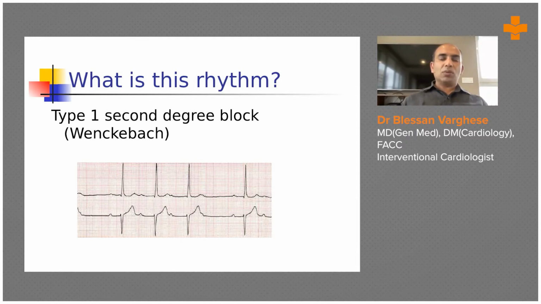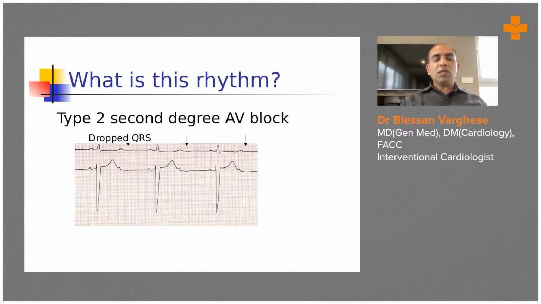So you will get the P waves and QRS complexes, and you will get a kind of a gap. When you see such a gap in the ECG, you should always look at the preceding PR intervals. If there is a gradual prolongation of the preceding PR intervals, we call it a type 1 second degree AV block. So this is the type 2 second degree AV block.